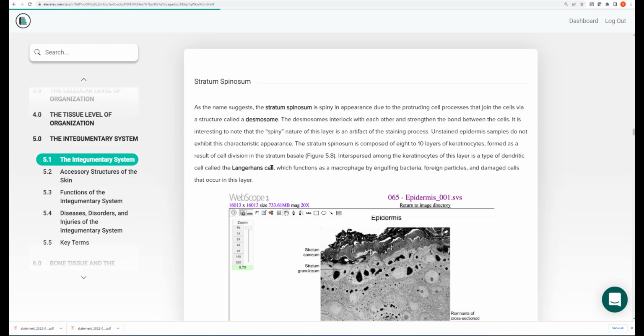And if a bacterium or some foreign particle comes down into this layer, these Langerhans cells actually work with your immune system to fight off and destroy that bacteria or those foreign particles. These cells can also help to destroy or clean up damaged cells from some sort of trauma.